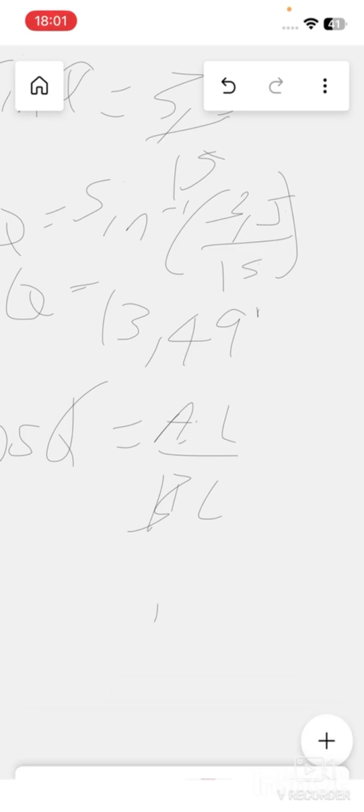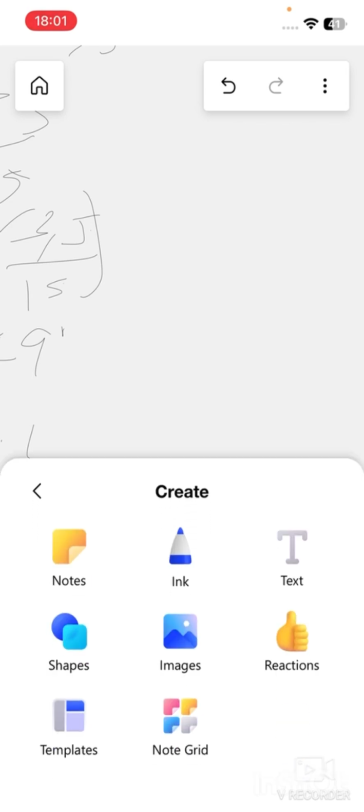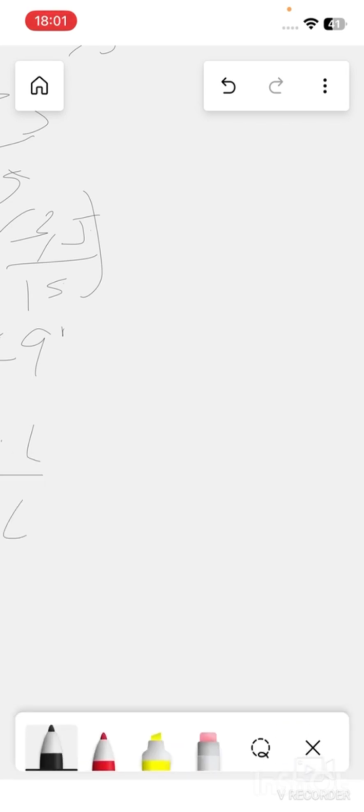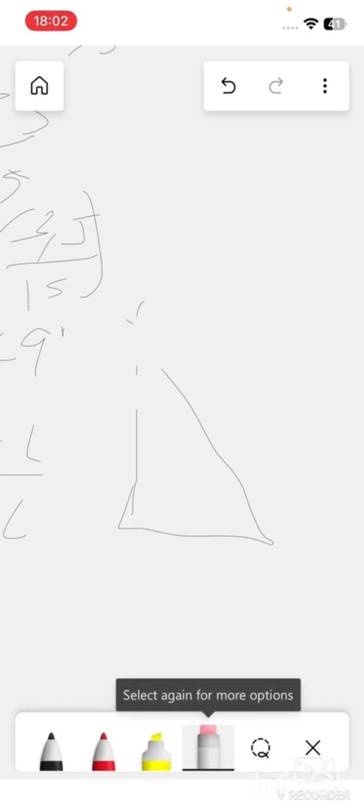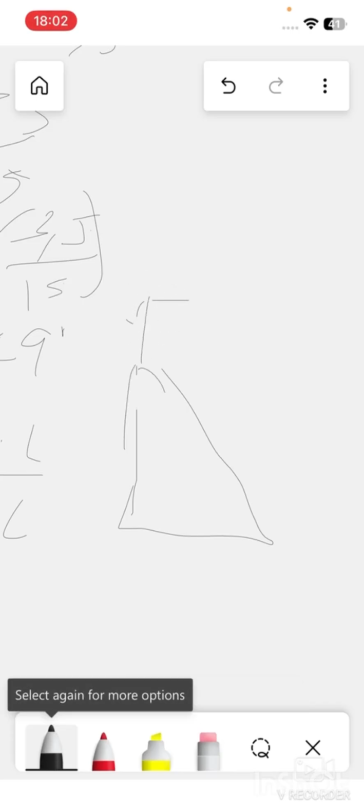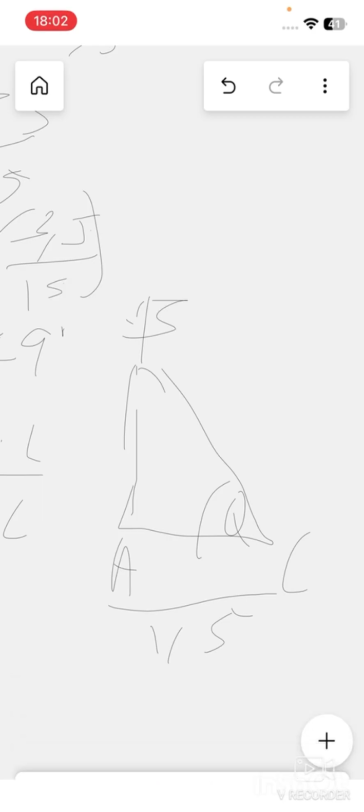Where did we find this? We're gonna draw a triangle like this. And this is going to be our B, but it has to be like a nice B. This is going to be our C. This is going to be our A. This is going to be our theta. This is 1,5, right? Okay. Yeah, I think we are winning.